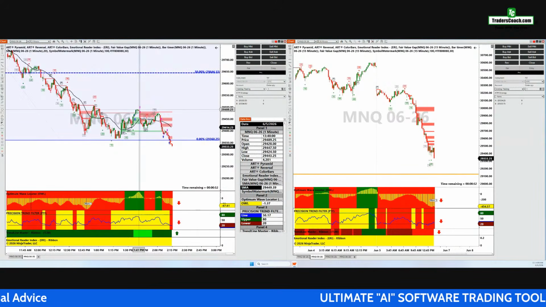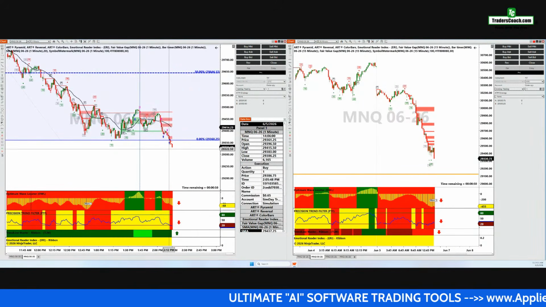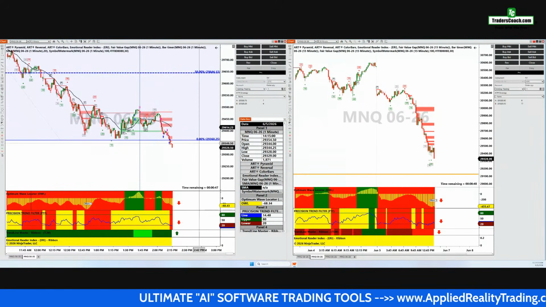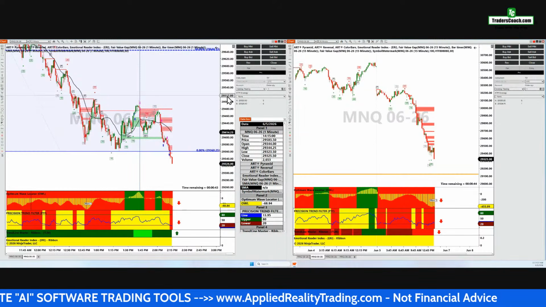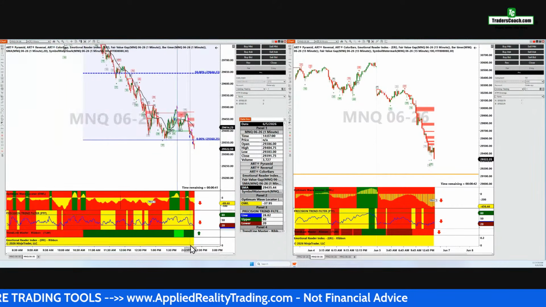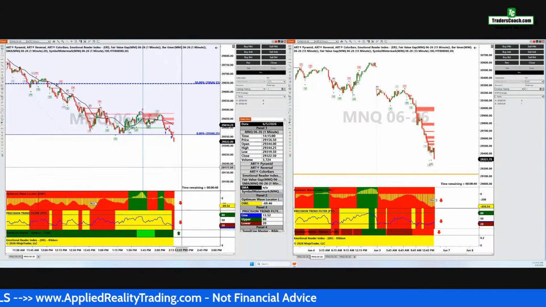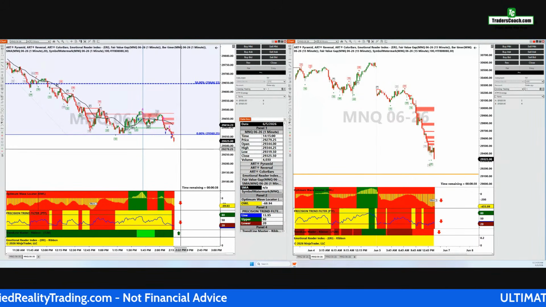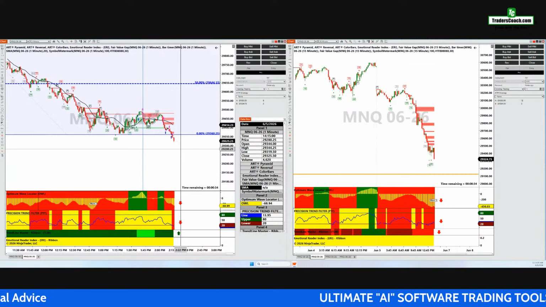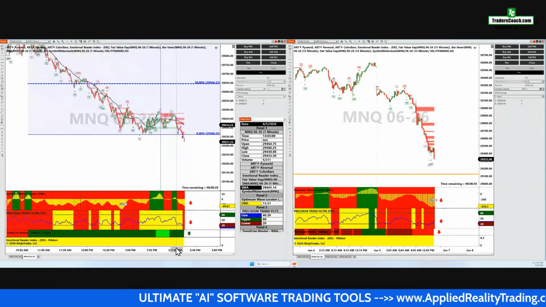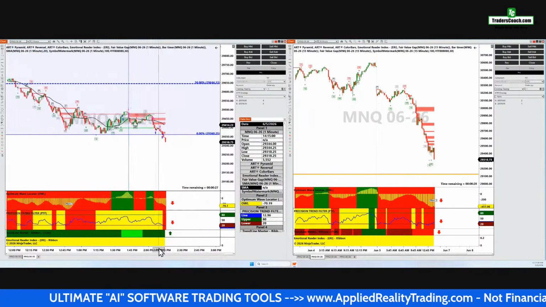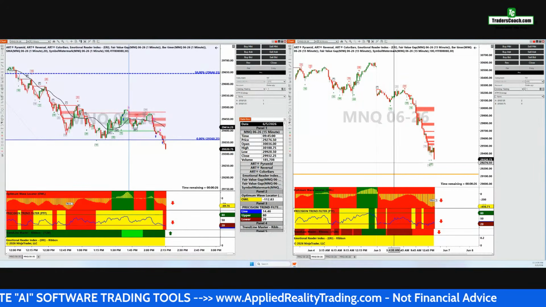So you see, since I got out, we're already down another 80, 60 points. So definitely got out too quick. But in any case, it is what it is. We have a red PTF, so we're pretty good for more lows here.